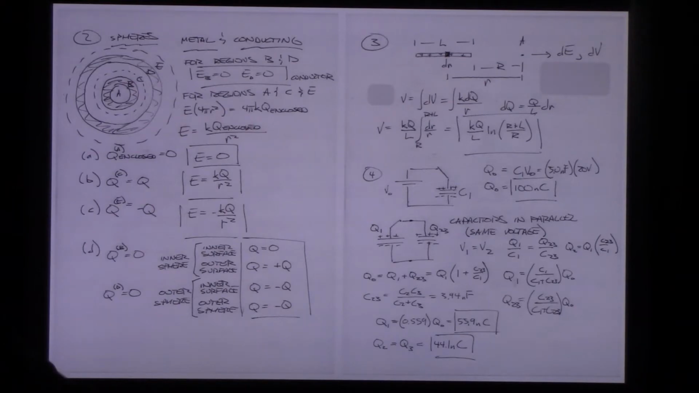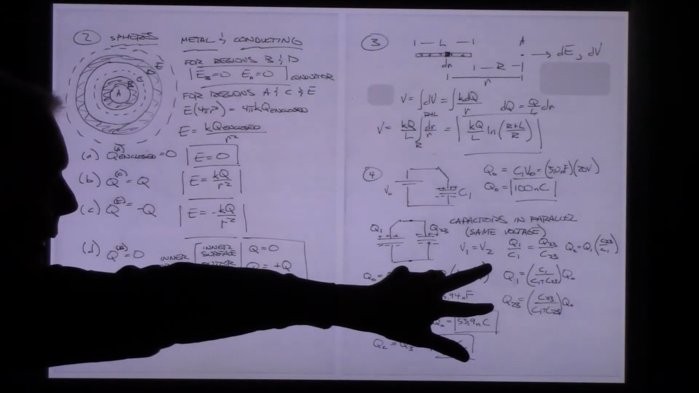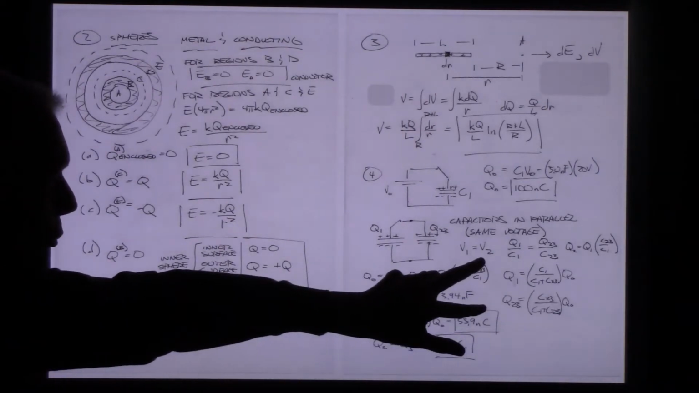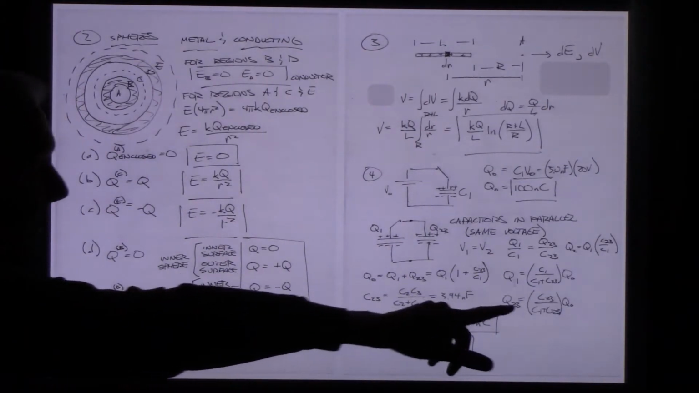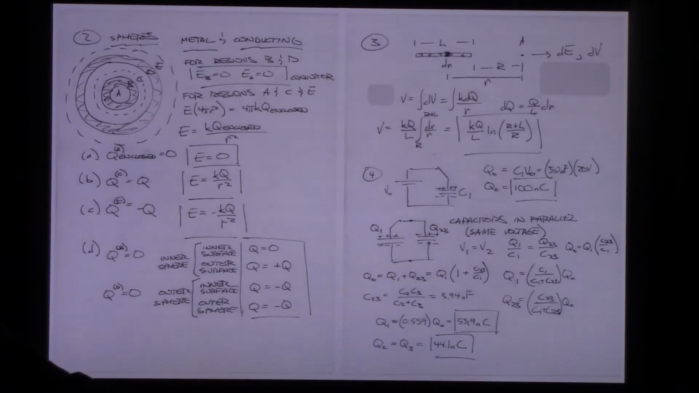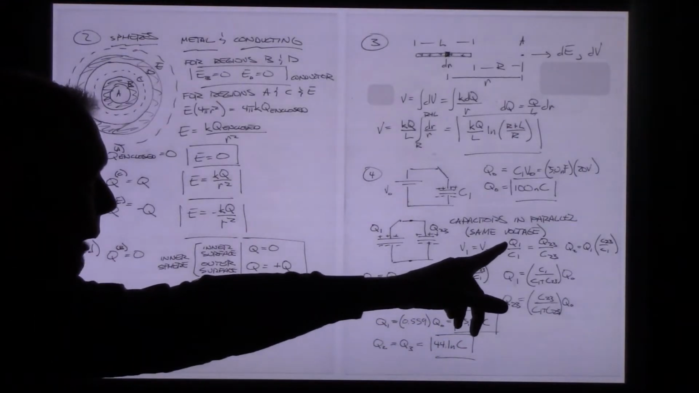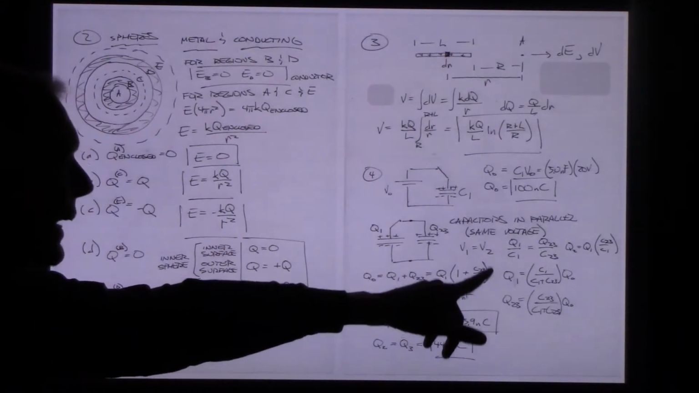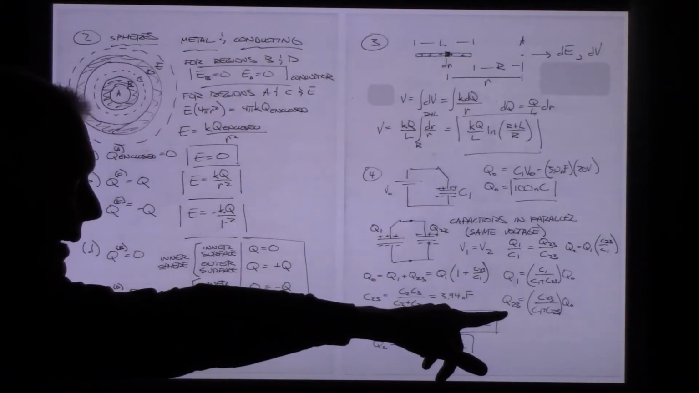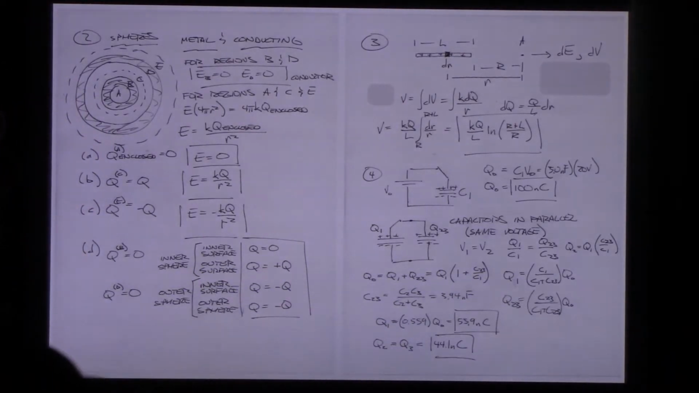It's got to be the case that these two charges, Q1 and Q23, combined equal Q naught. And we can see from the expressions inside the parentheses that that will be the case. We also have to show that if I take Q1 and divide by C1, it's got to equal Q23 divided by C23, and that condition is also met. So I think we're ready now. We can put some numbers in and see what we end up with.